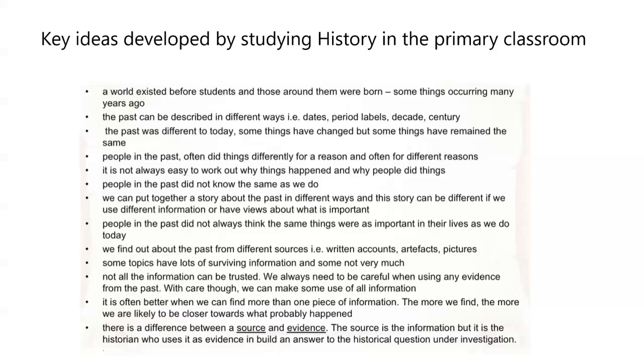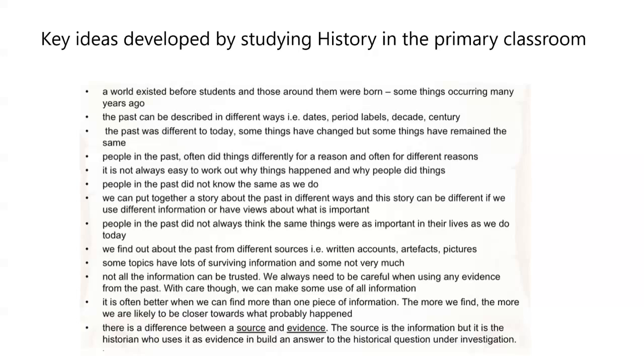Some topics have lots of surviving information, and some not very much. Not all the information can be trusted. We always need to be careful when using any evidence from the past. With care, though, we can make some use of all information. It is often better when we can find more than one piece of information. The more we find, the more we are likely to be closer towards what probably happened. And there is a difference between a source and evidence. The source is the information, but it is the historian who uses it as evidence in building an answer to the historical question under investigation.